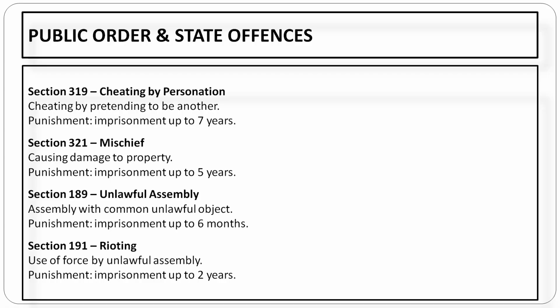The next important is section 191, rioting. It occurs when members of an unlawful assembly use force or violence. The use of force makes the offense more serious than unlawful assembly. Even one act of violence is sufficient. The rioting disturbs public order and safety. The punishment can be imprisonment up to 2 years.